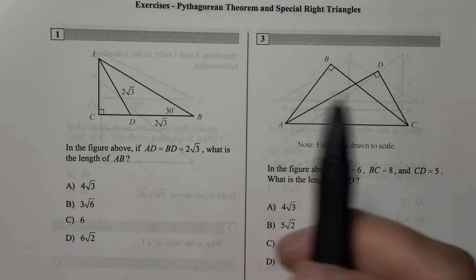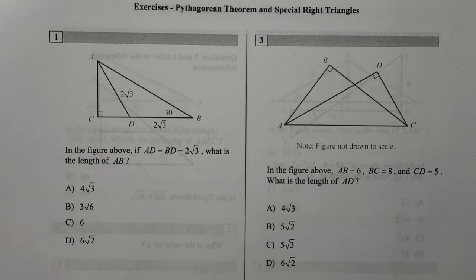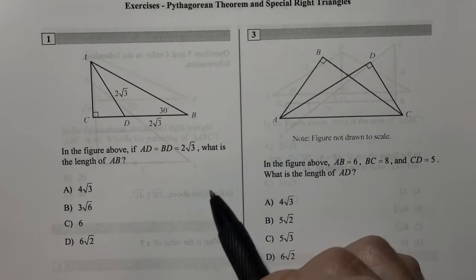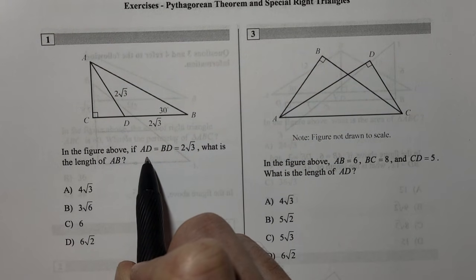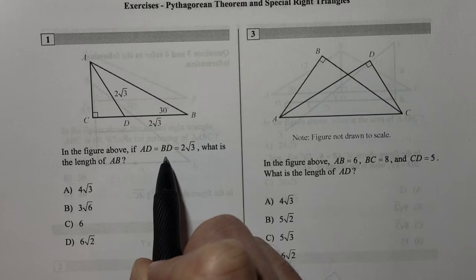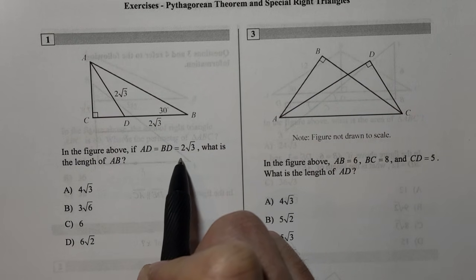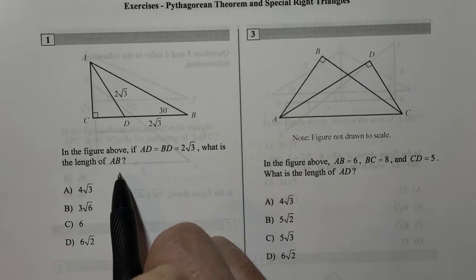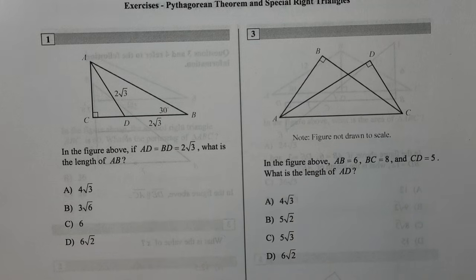All right. Let's begin this problem set then. As always, you should try the problems first yourself and then come back to this video to see how I think through it, how I solve it. Okay. In the figure above, if AD is equal to BD, which they marked the length there, which is 2 root 3, what is the length of AB?